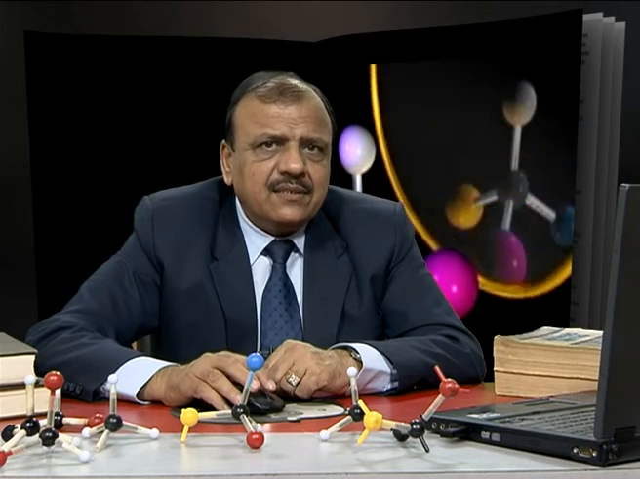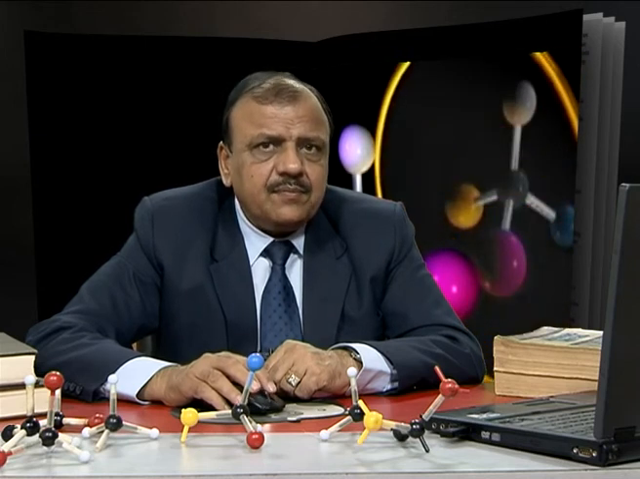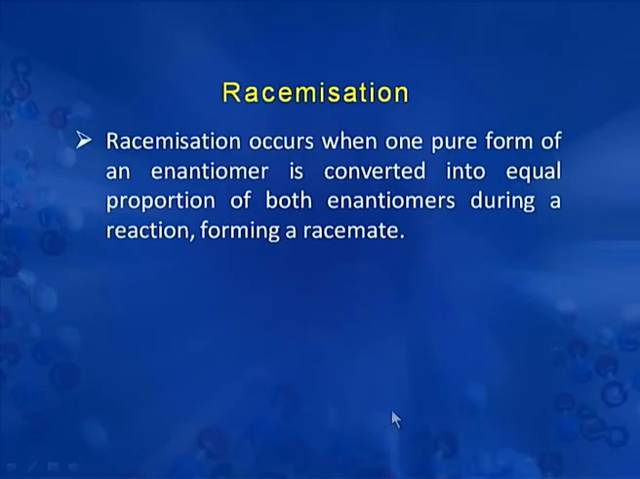Then next is racemization. Racemization is that if in a reaction we start with a pure enantiomer and after the reaction we get a mixture of both the enantiomers of the product, dextrorotatory as well as levorotatory, that is we are getting a racemate or racemic mixture.